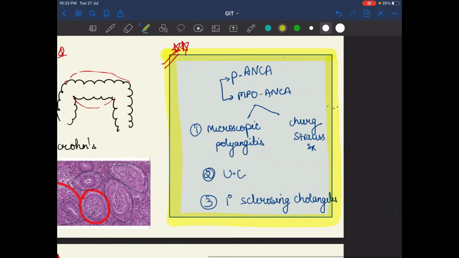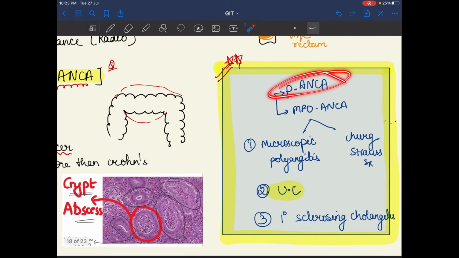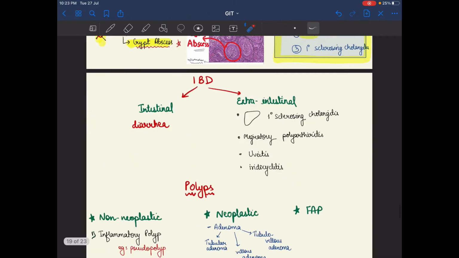Please remember that inflammation leads to crypt abscess. So here is one table: P-ANCA and MPO-ANCA are seen in ulcerative colitis, primary sclerosing cholangitis, Churg-Strauss syndrome, and microscopic polyangiitis.